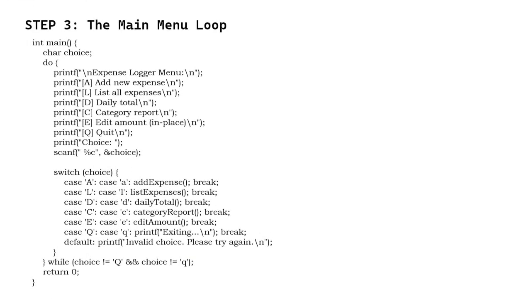Step 3. The main menu loop. The main function controls the program flow with the menu loop. It displays options to the user, reads their choice, and uses a switch statement to call the corresponding function. The loop continues until the user enters Q to quit.